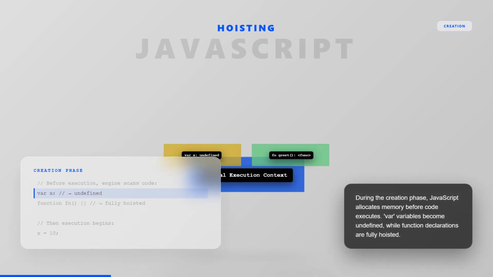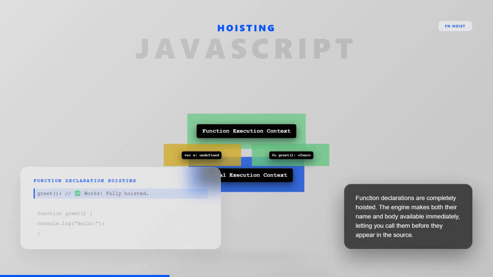During the creation phase, the engine scans the code before running a single line. It finds all function declarations and stores them in memory. It finds all var variables and sets them to undefined. This is why function declarations are fully available before their definition. The engine added them to memory in the creation phase. They are hoisted, lifted to the top of their scope.